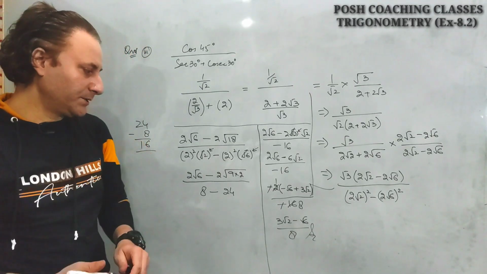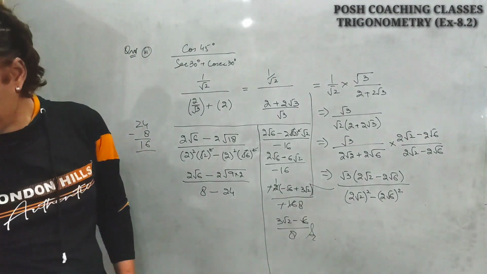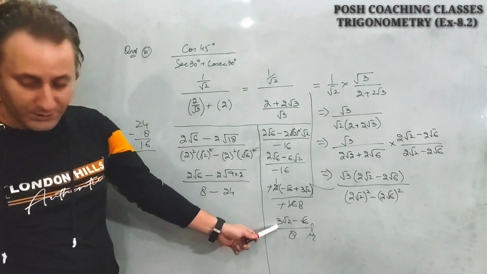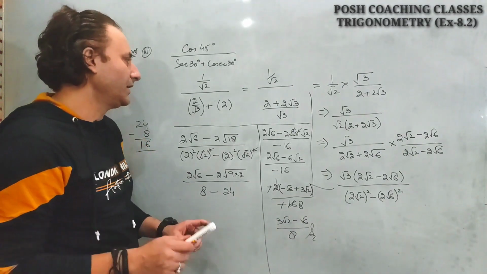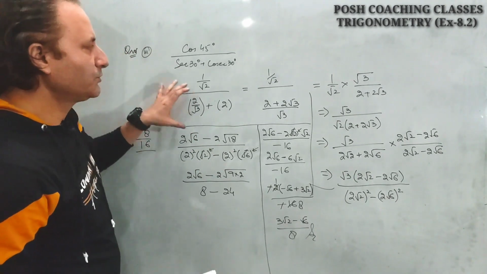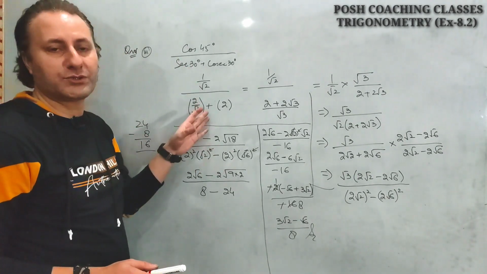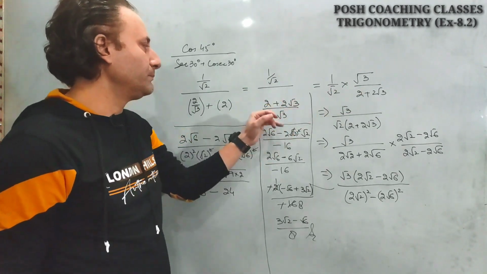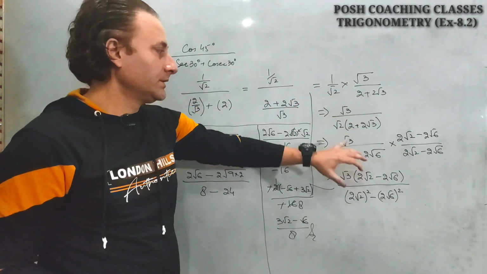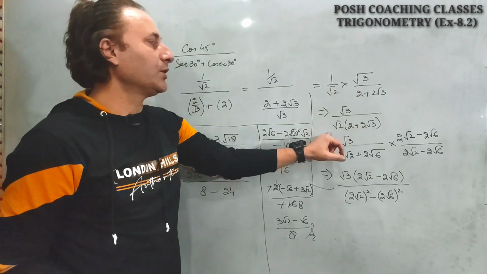This was a bit lengthier one, so I'm just checking the answer. We have 3 under root 2, then we have under root 6 minus 8. So I'll just repeat it one more time for you guys. Here it was the same thing, we had to put the values. That's what I did. Then I reciprocated the bottom one and we got this. Then multiplied the things, we got this.